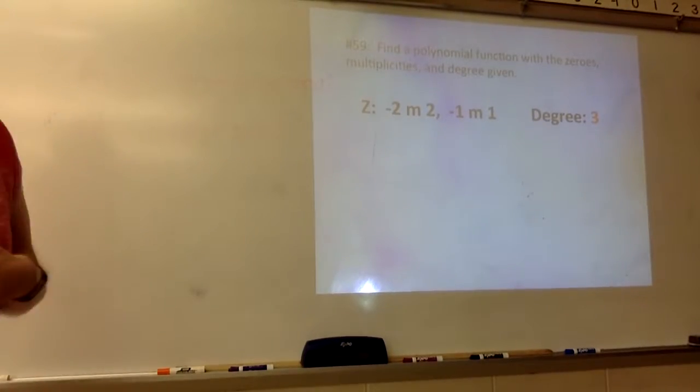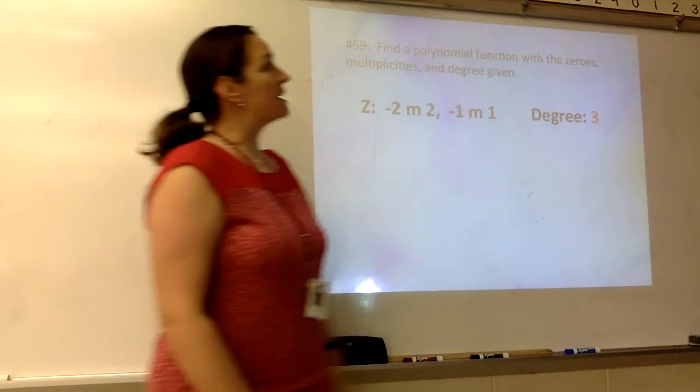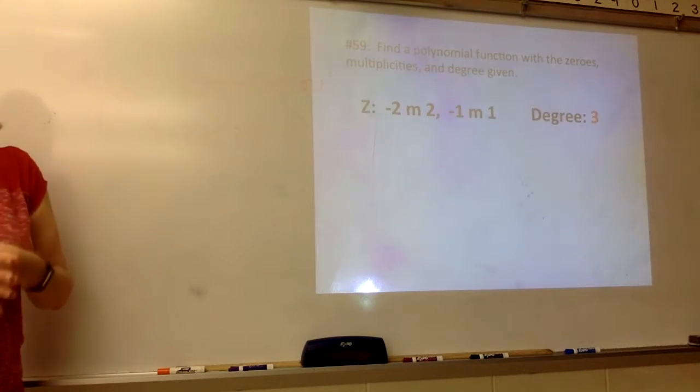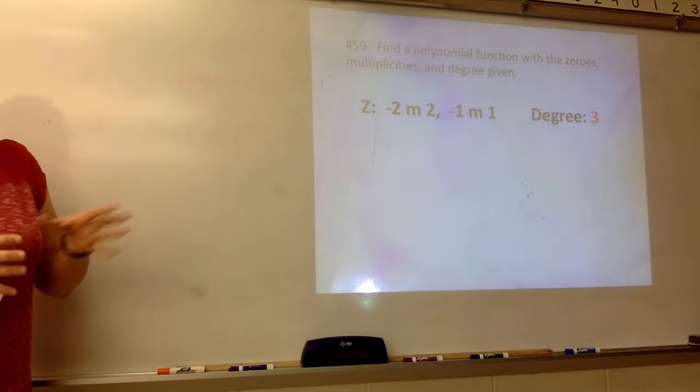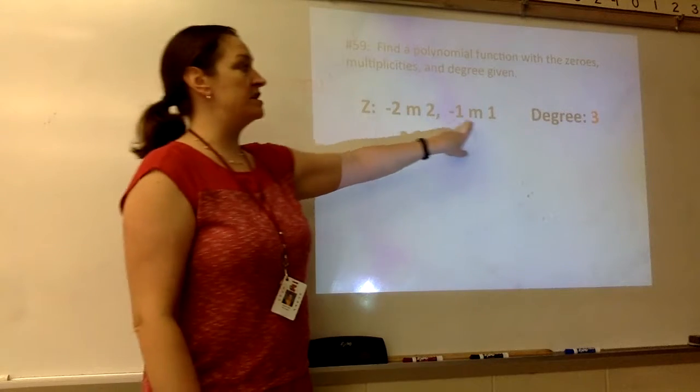So for number 59, you were given information about zeros and the degree. You were asked to write a polynomial function that met those requirements. Okay? Now it looks a little different than the way that it was in the book. I used the little m that I was using in the notes yesterday.